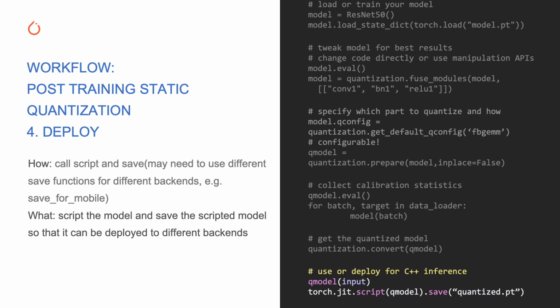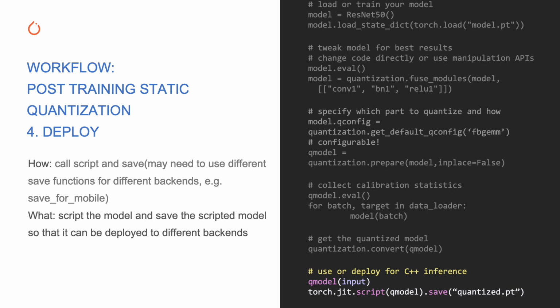The next slide just shows that in order to use it, you just use it. You've already got a quantized model, you can call it right away, and it will call into the quantized operations and do all the right things to convert all the tensors into the right format. You can also use the JIT script mechanism to script this so you can run it for C++ inference. So you can deploy it to a mobile backend, for example. And that's all it takes.